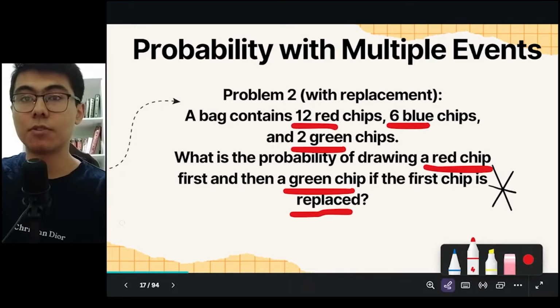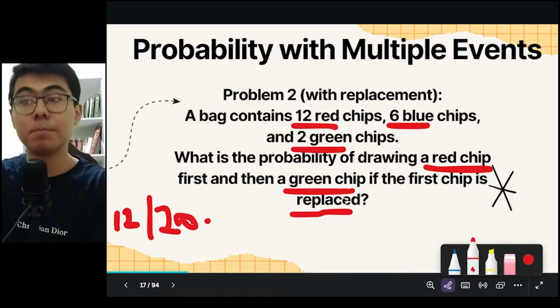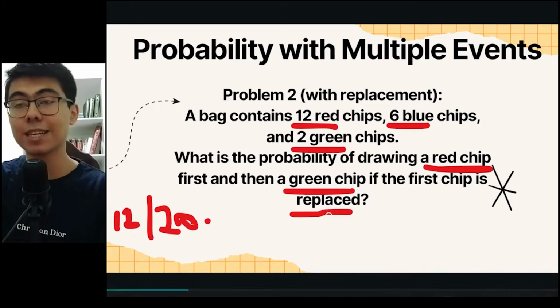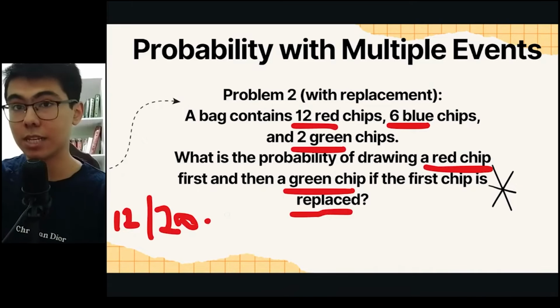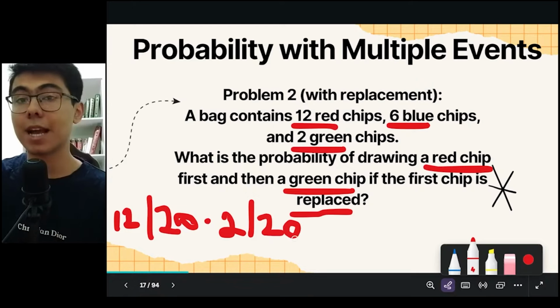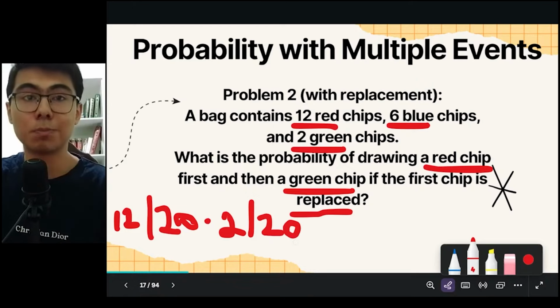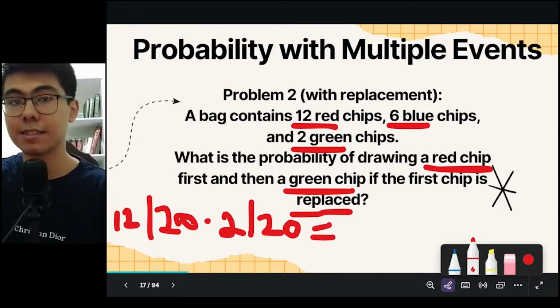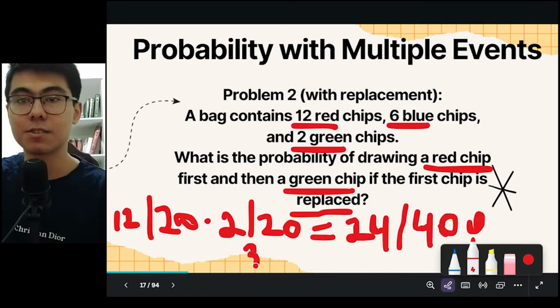So as you know, the first draw is 12 over 20, as we did in the previous question, multiplied by, and in this case, because the first chip is replaced, we're not going to subtract 1 from 20, so that's going to be 2 over 20. It's not going to be 2 over 19 because the first chip is already replaced. So in this case, that is going to be 24 over 400. And that's going to give us 3 over 50. And our solution will be 3 over 50.